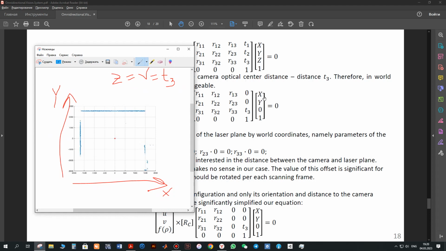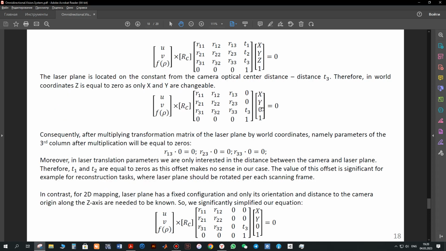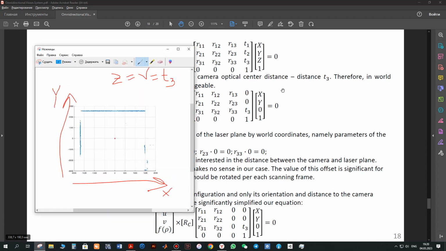So that's why we are only interested in x and y, and here z is 0 because it's equal to T3. This one is not changing, so that's why it's 0.